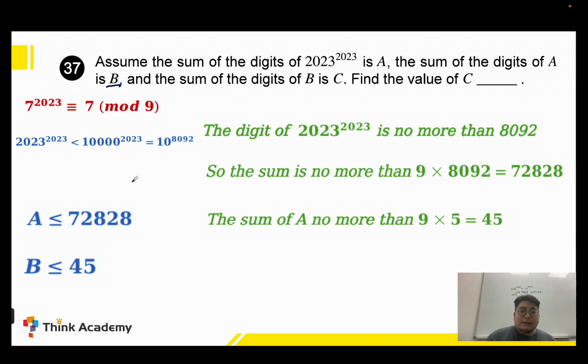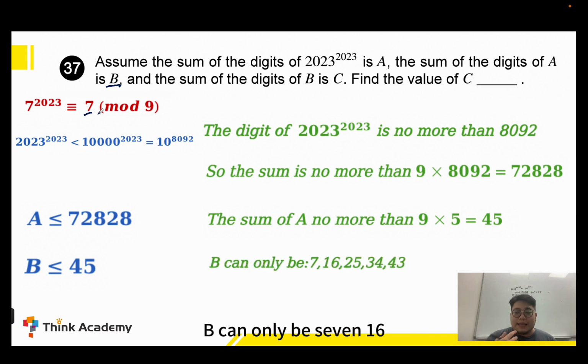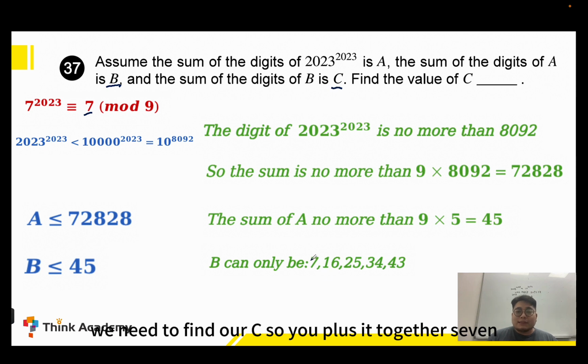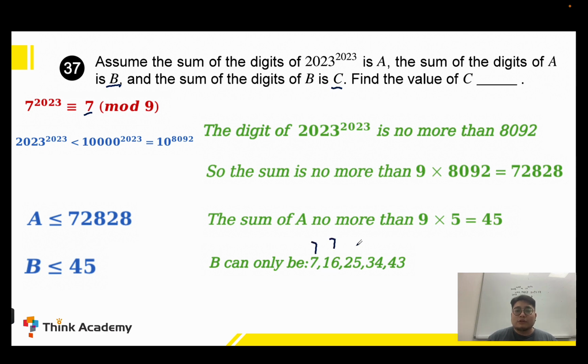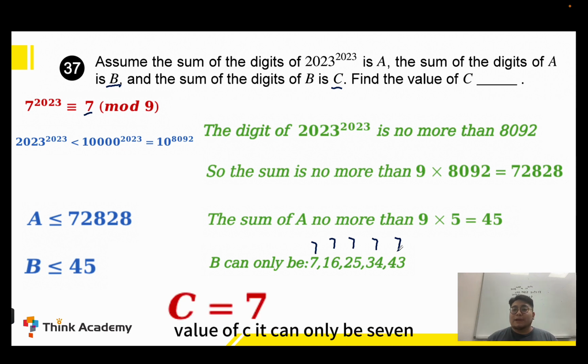Remember that if we mod 9, the remainder will never change and stays 7. So let's find out how many choices we have for B. The remainder should be 7, so B can only be 7, 16, 25, 34, and 43, because when you divide these numbers by 9, the remainder is 7. Now we need to find C. Adding the digits: 7, 7; 1 plus 6, 7; 2 plus 5, 7; 3 plus 4, 7; 4 plus 3, also 7. So the value of C can only be 7.